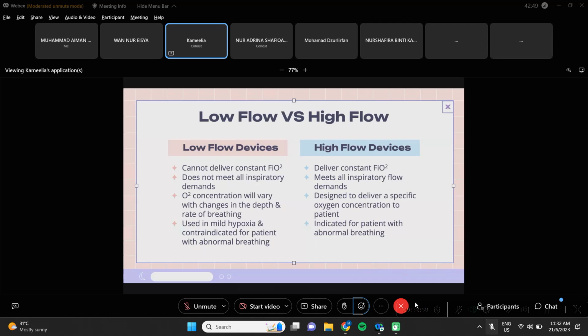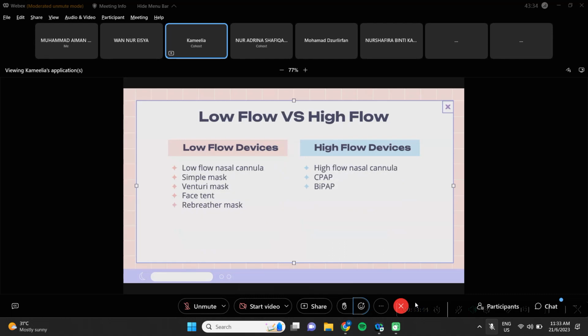For non-invasive devices, we have low flow and also high flow devices. The difference between low flow and high flow is that the low flow device cannot deliver constant FiO2, and it does not meet all inspiratory demands. The oxygen concentration will vary, and it is used in mild hypoxia and contraindicated for patients with abnormal breathing. As for the high flow devices, they deliver constant FiO2. They meet all inspiratory flow demands. They are designed to deliver a specific oxygen concentration to the patient, and are indicated for patients with abnormal breathing.